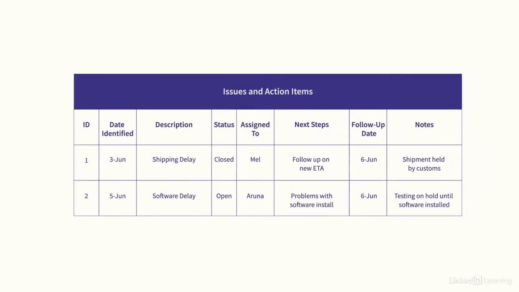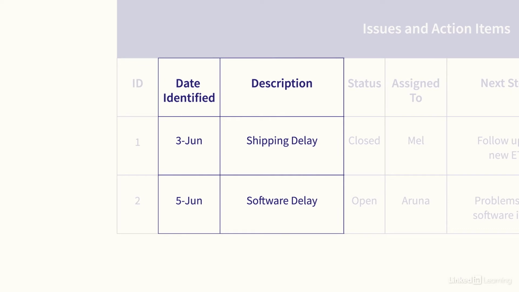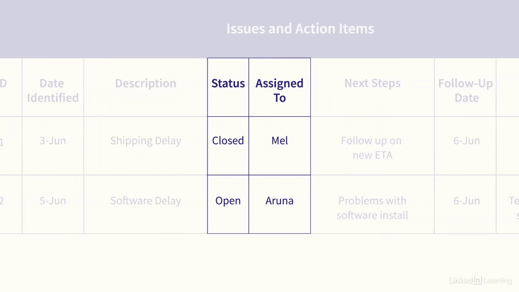First, every issue is assigned a number. That makes it easier to communicate and to sort. Then I record the date it was identified and a description of the issue. I also like to track the status of the issues and the person who's accountable for handling it.